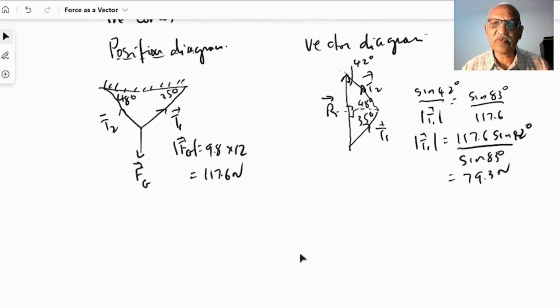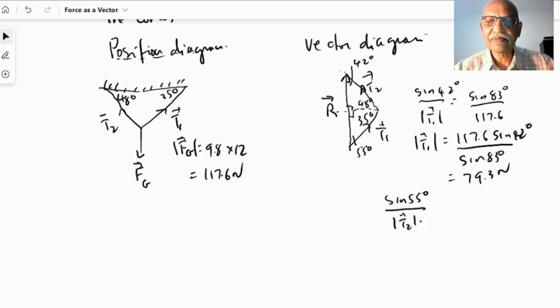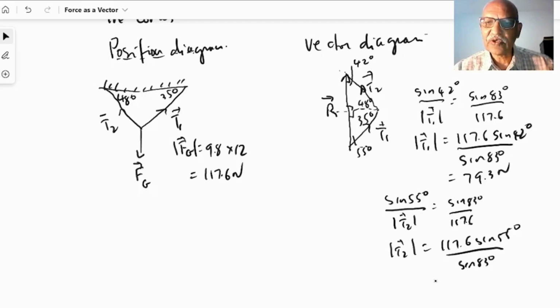From the same diagram, we can find tension 2. If this is 35 degrees, this will be 55 degrees. So I say sine of 55 degrees over tension 2 is equal to sine 83 degrees over 117.6. Therefore, tension 2 will be 117.6 times sine of 55 divided by sine of 83 degrees, which is 97.1 newtons.